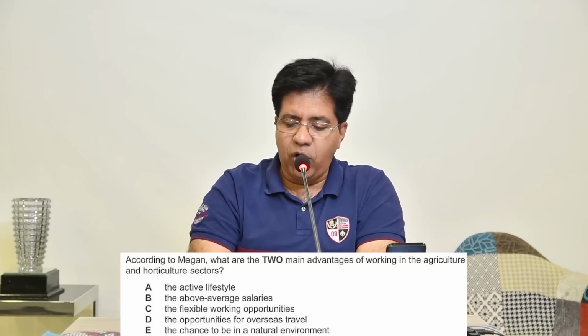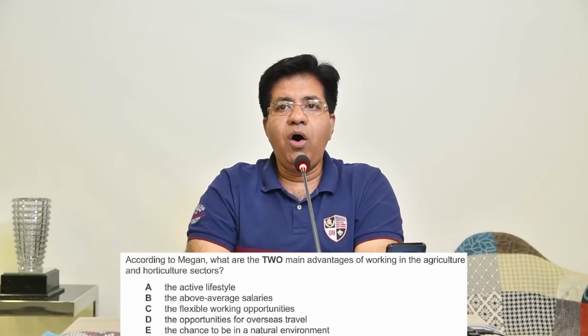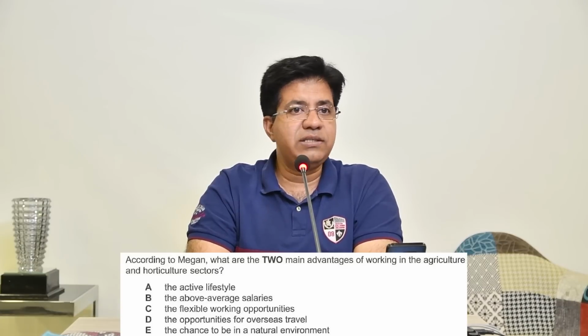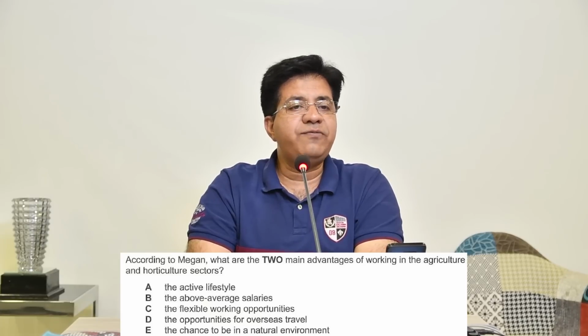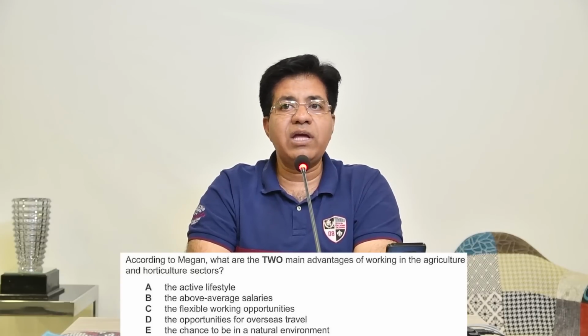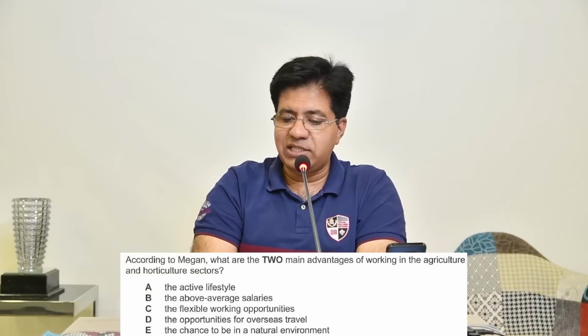For example, option B, above average salaries. In the audio they say, although the salaries are not as good as many other jobs, cross it, because this is not the right answer. As they move on, flexible working opportunities. If they say you'll have to work 9 to 6, now 9 to 6 is not flexible. If they say you can work anytime, you can make your own routine, that is flexible.